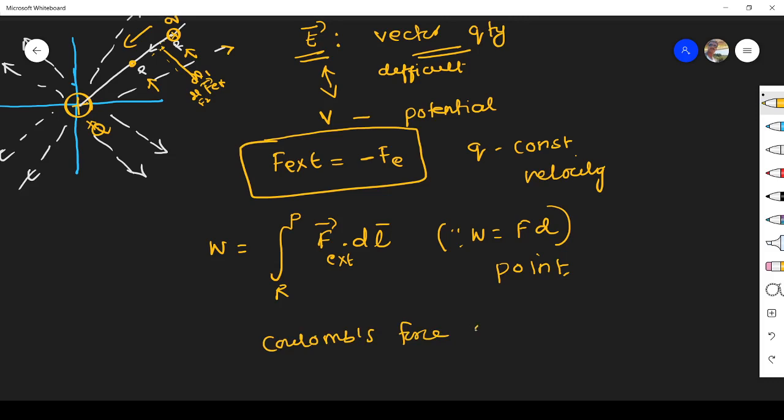Coulomb's force is conservative. What do we mean by conservative? A conservative force depends only on the initial and final position of the charge, and it is independent of the path taken. So it will always depend only on R to P and is independent of the path taken. That's why we are taking R to P. That is very, very important.